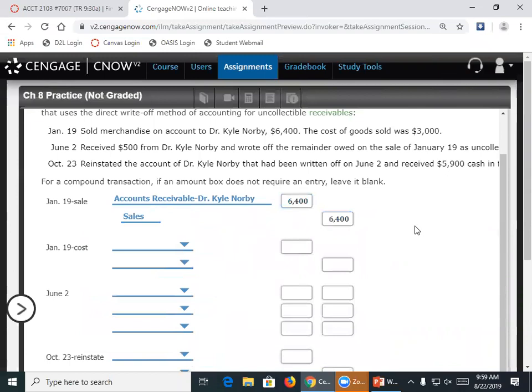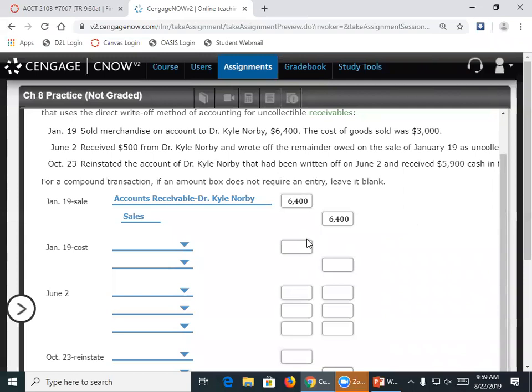And then the second journal entry, it says cost. We need to recognize the cost we paid, right? Because the goods that we sold we no longer have. So we need to expense those out. So what do we debit and credit to recognize the cost? Cost of goods sold and inventory.